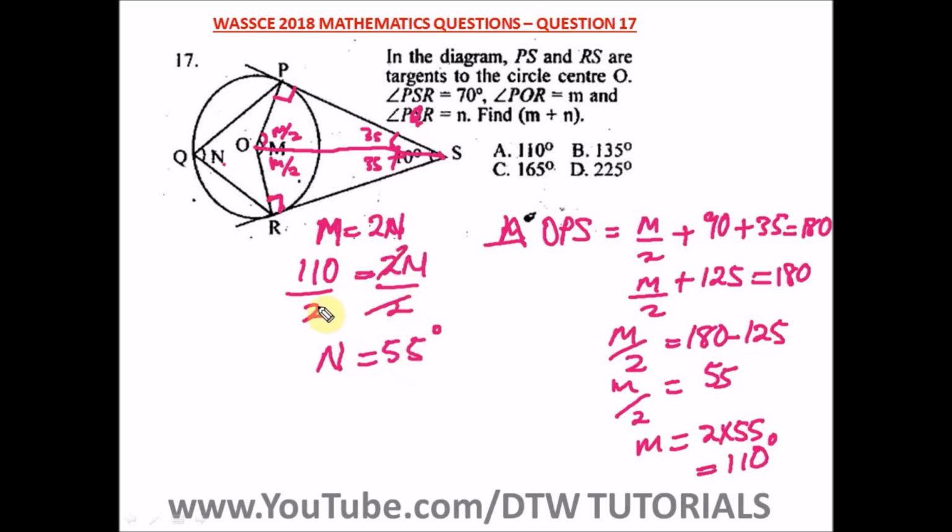This will cancel out. This here is 55. That's why we have N is equal to 55. And the question says find M plus N. So what is M? M is 110, then plus what is N? N is 55. And what would this give us? It will give us a 5. And 1 plus a 5, that will give us a 6, and we'll drop a 1. So our answer is 165 degrees. And our right option here is option C.